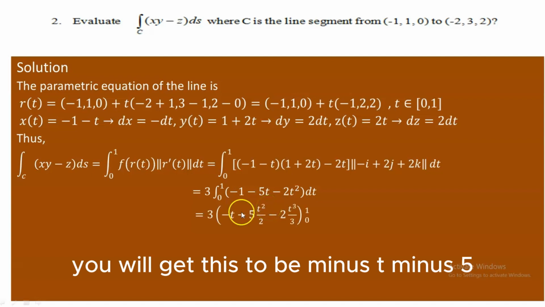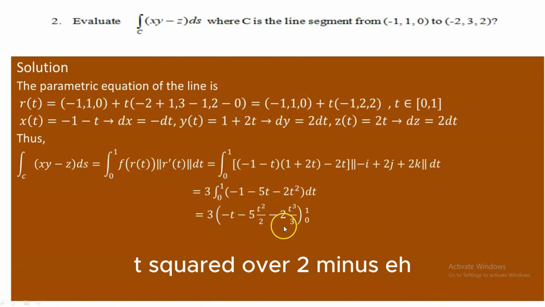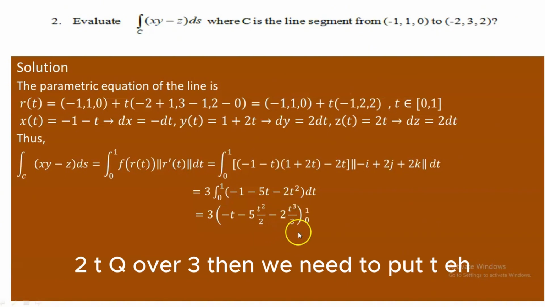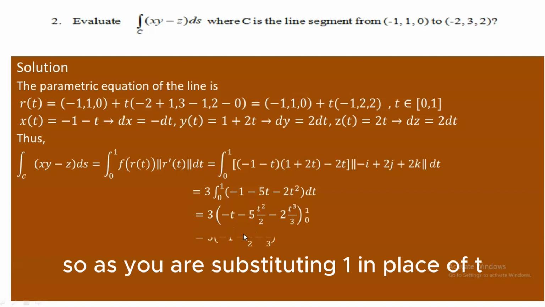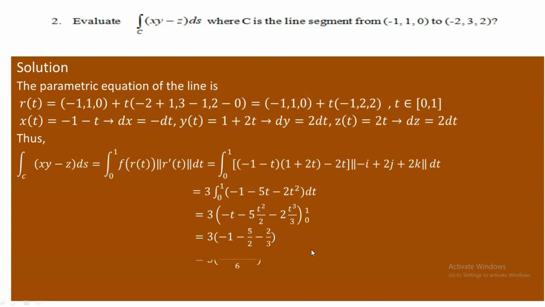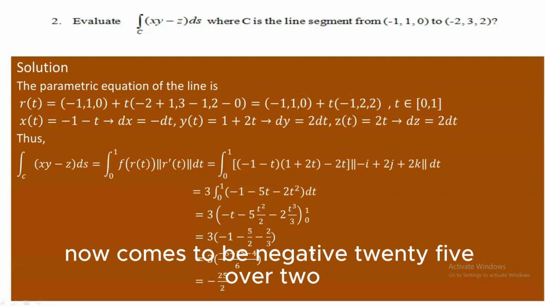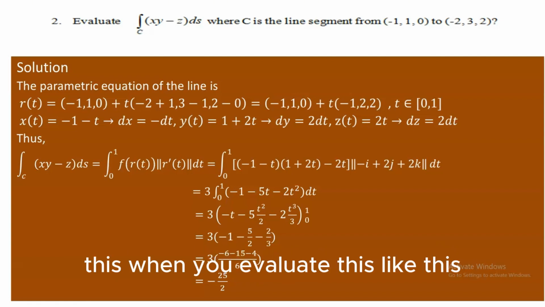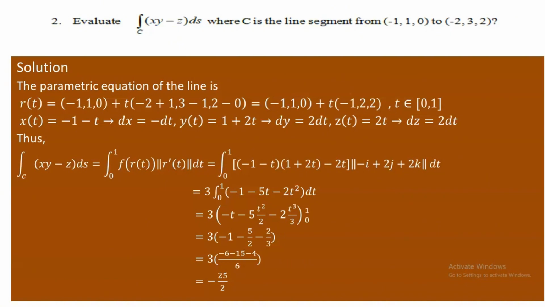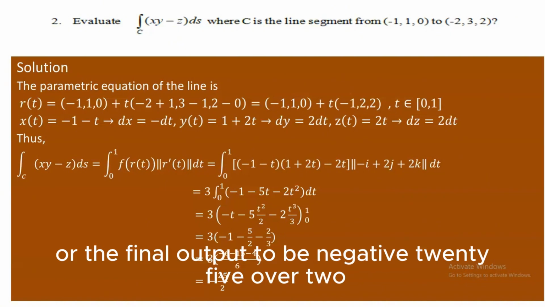So you will get this to be minus t minus 5t squared over 2 minus 2t cubed over 3, then we need to put 1 in place of t. As you are substituting 1 in place of t, you will obtain this value, and the final output of this now comes to be negative 25 over 2. Thus, when you evaluate this, you will obtain the final output to be negative 25 over 2.